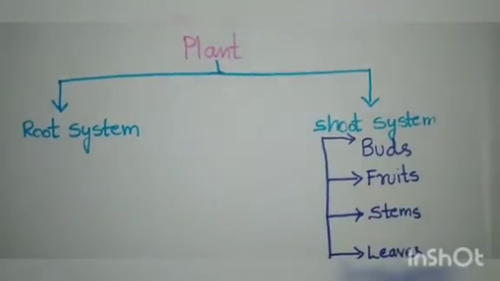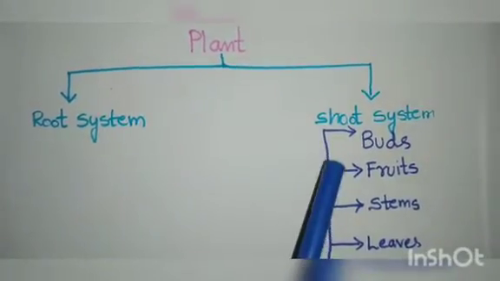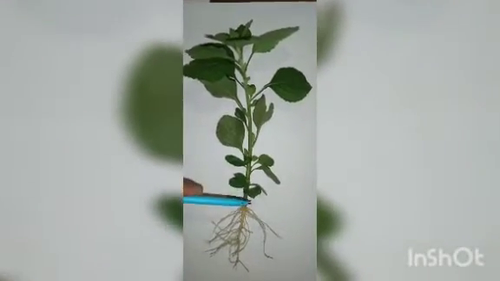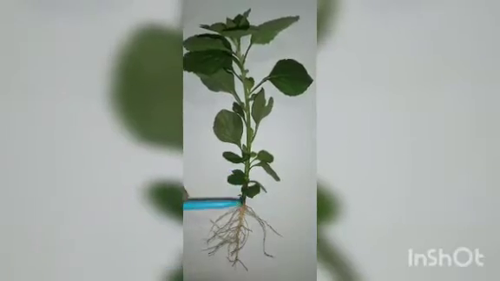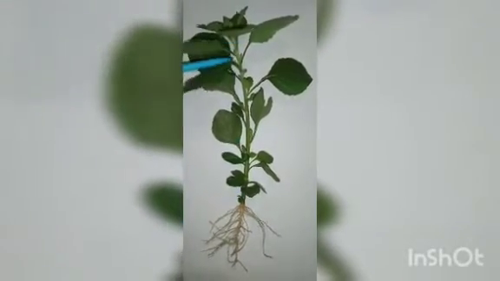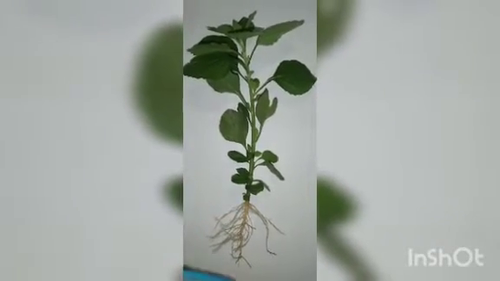Mainly, plants are divided into two systems: the root system and the shoot system. This is the root system, and from here to here is the shoot system. The shoot system is above the ground, and the root system is below the ground.